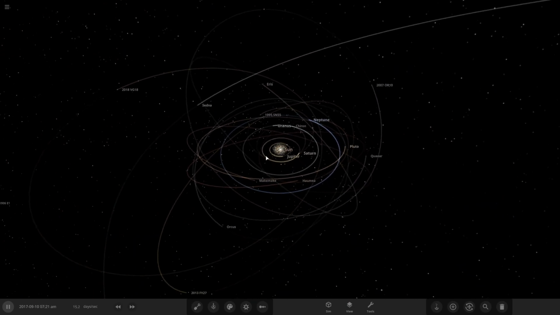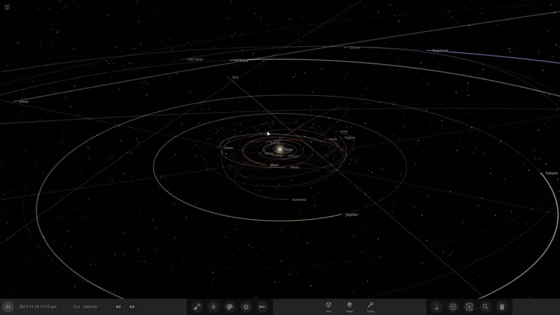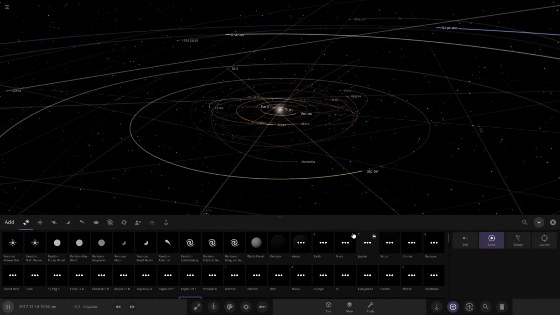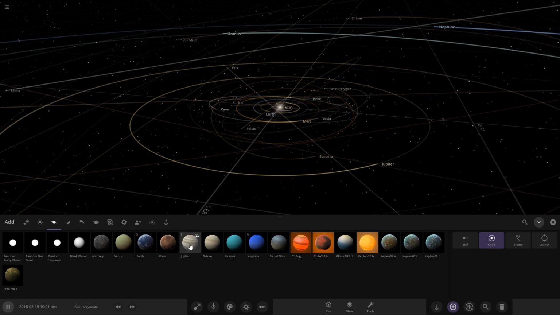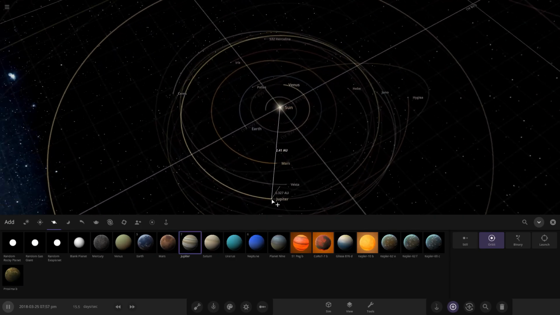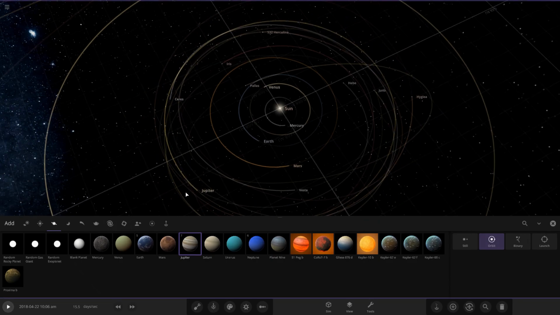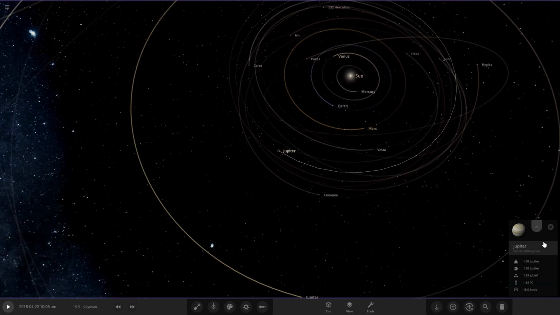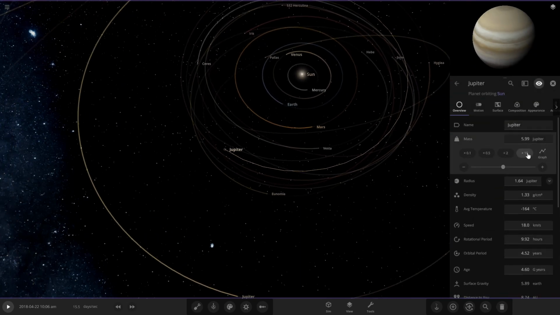Today, I'm going to see what happens if I just put another Jupiter, if I put down right here in the asteroid belt, a Jupiter with 10 times the mass.